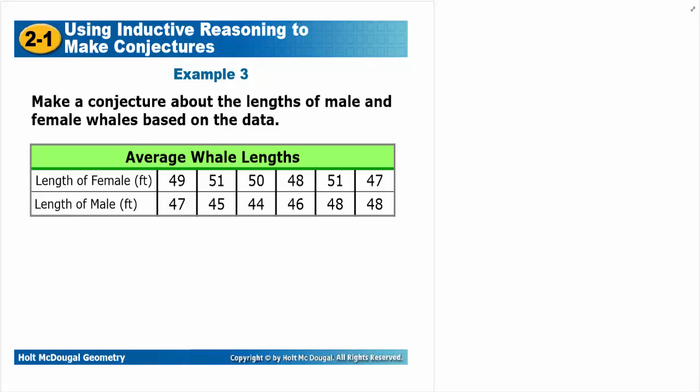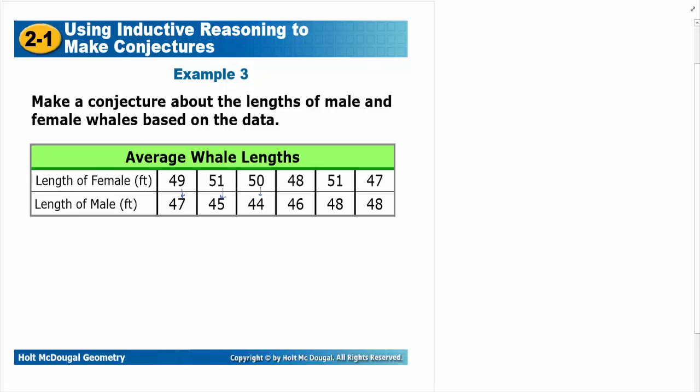Alright, so the next one we're going to deal with is we got this chart, average whale lengths. Obviously I'll give you a second to write all this down so you can get the chart, and we want to make a conjecture about the lengths of male and female whales based on the data. So as we're looking at this data, what you'll notice is a relationship here between the females and the males. And it looks like here, we got the males that are a little bit less than the females when at 49 feet for the females. And the females are 51 feet, the males are less.